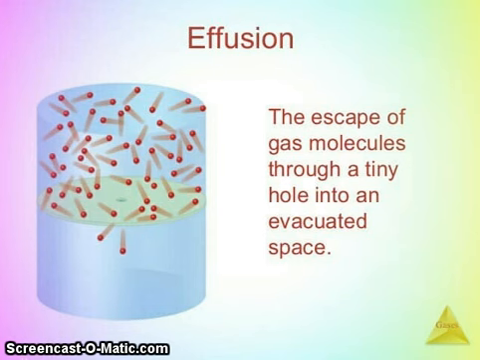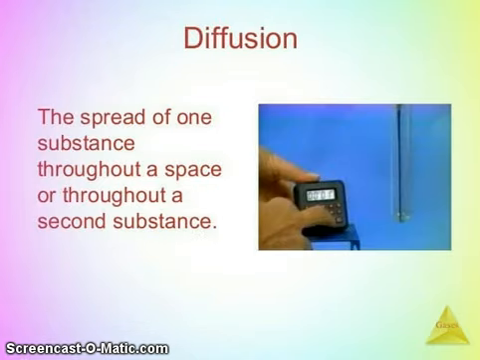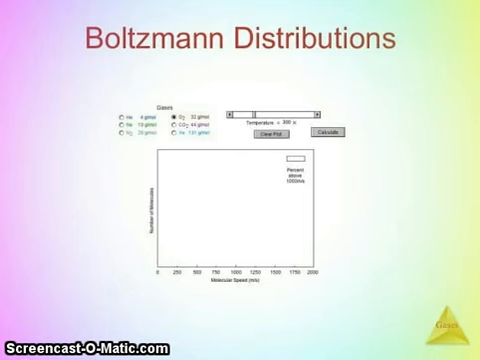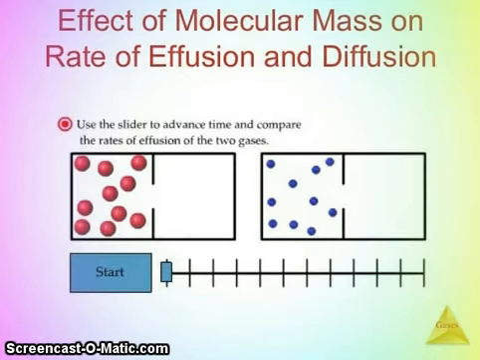So what is effusion? The escape of gas molecules through tiny holes into an evacuated space. Diffusion: the spread of one substance throughout a space or throughout a second substance. Now friends, Boltzmann distributions. Effect of molecular mass on rate of effusion and diffusion. You can see, use the slider to advance time and compare the rates of effusion of gases.